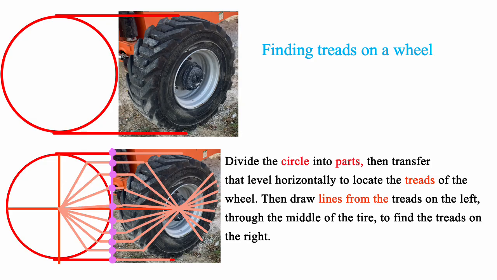To find the treads on this wheel, I've divided this circle into even parts and then transferred those positions over, and that gives us the treads on this side of the wheel. And then we can just go through the center to find the treads on the other side of the wheel.